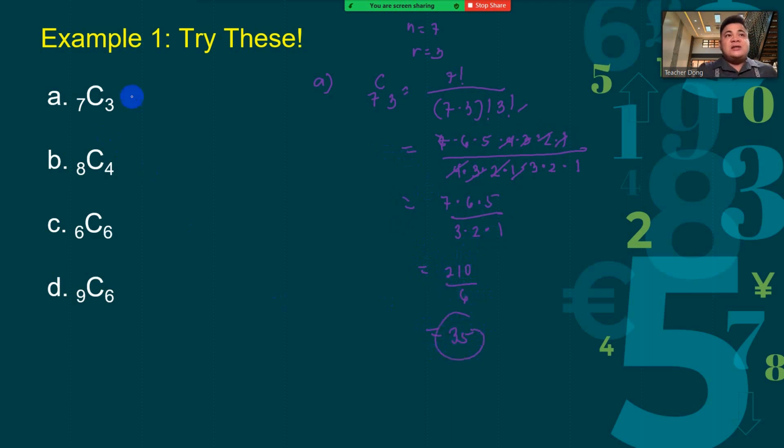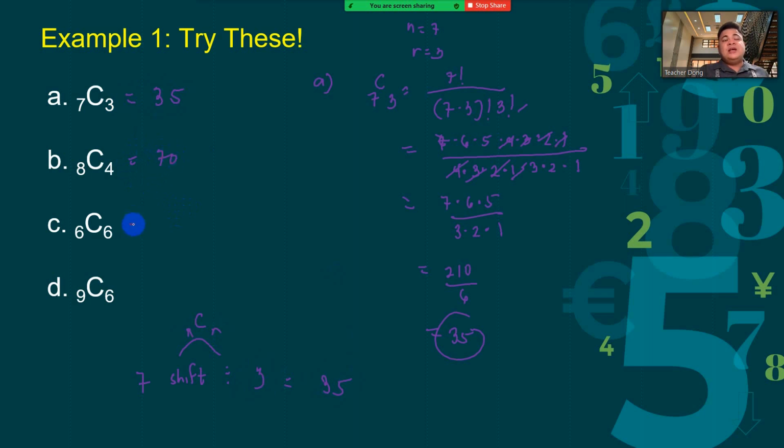210 divided by 6 is 35. Okay, so let's try it in your calculators. It's 7, then shift, division symbol. So this is the combination of n taken r, and then the r, which is 3. So the answer is also 35. So combination of 7 taken 3 is 35. How about for letter B, combination of 8 taken 4? Try it on your calculators. Okay, so combination of 8 taken 4 is 70.